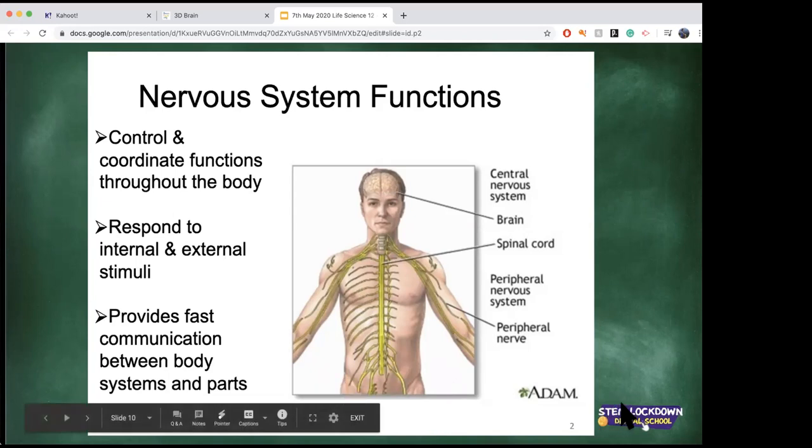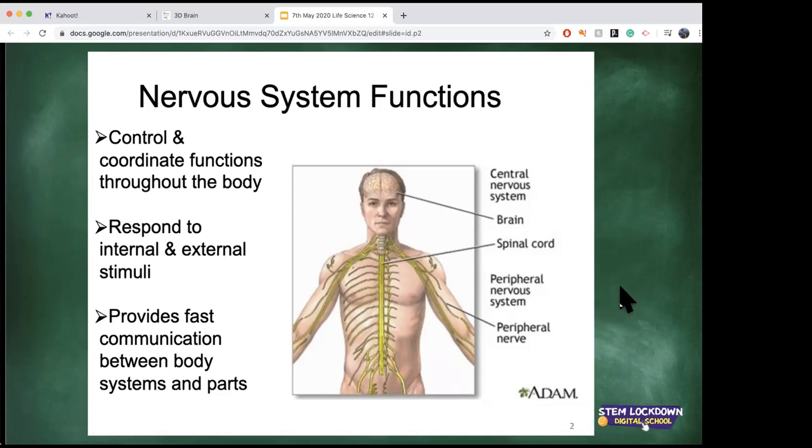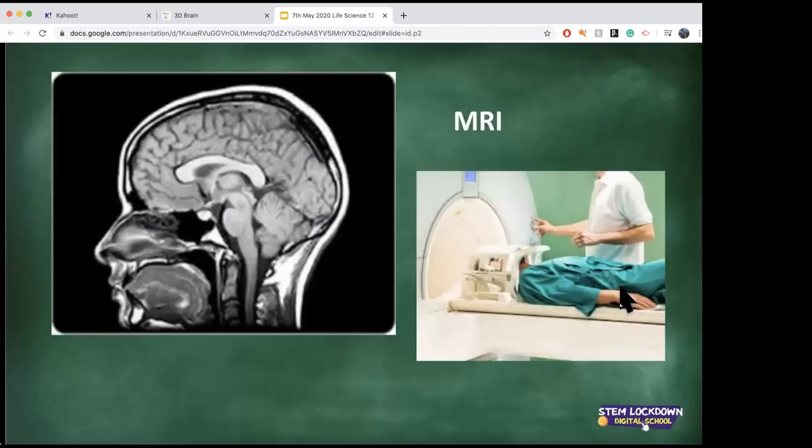Do we have any questions about the function of the human nervous system up to now? Any questions? All right, so this is a visual of an actual MRI scan. This is an image of an actual human brain. This is a cross-section, and it was done in an MRI machine. It's a magnetic resonance imaging machine. People go in it and they get imaging of your entire body. This is one of just the brain.